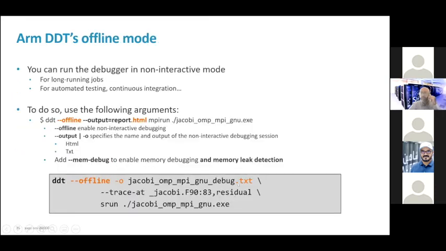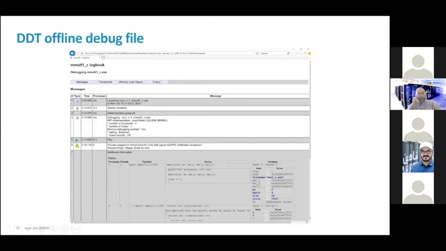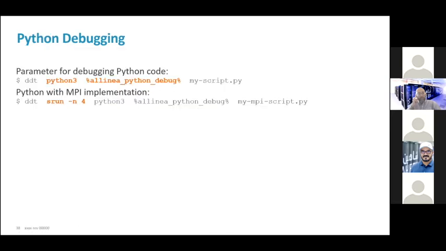The offline mode, as I mentioned, provides an output report in HTML. If you're not using the GUI, obviously in offline mode, you can pass the memdebug flag, which will provide you information on memory leaks or seg faults, etc. This is how the HTML file will look. I already pointed it out in the previous slide. For Python, you'll just have to provide an additional flag, python3 or the Python debug flag, and your Python script. If you're using a batch script, then it will be srun the same way, everything else remaining the same.